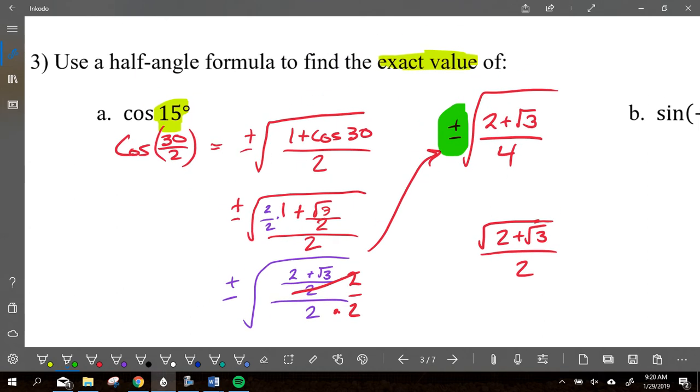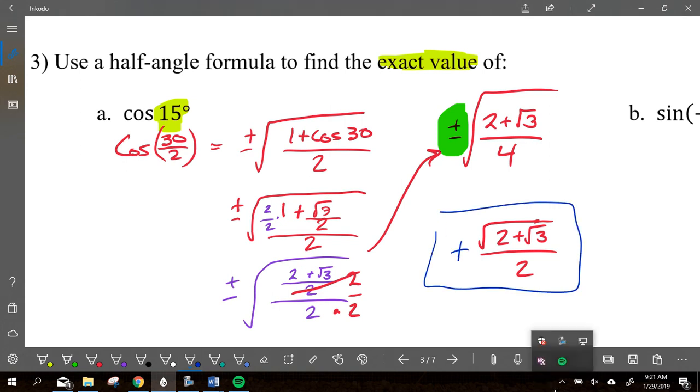Which one? Show me thumbs up, thumbs down. Which one do you think it is? Is my answer plus or minus here? Carrington, why do you think it's positive? Cosine of 15. 15 degrees is in the first quadrant. And if we're doing cosine in the first quadrant, it's got to be a positive answer. So this answer is positive. That is our answer to this thing.